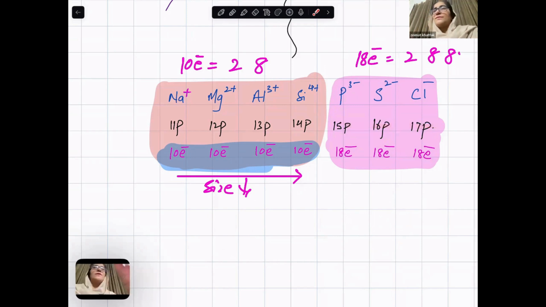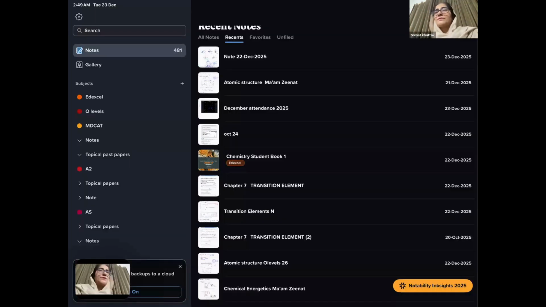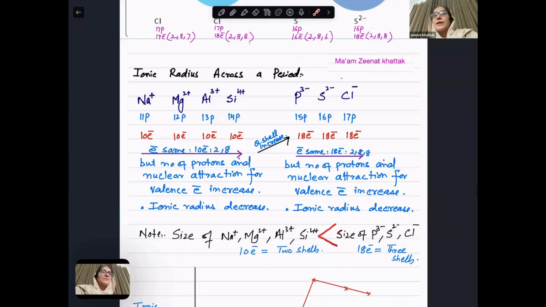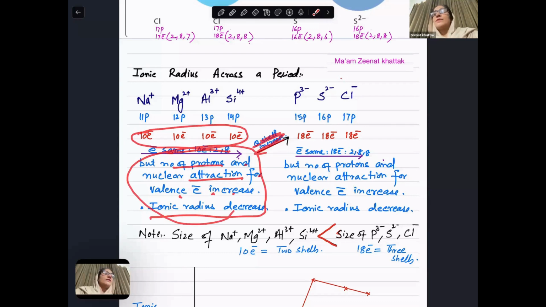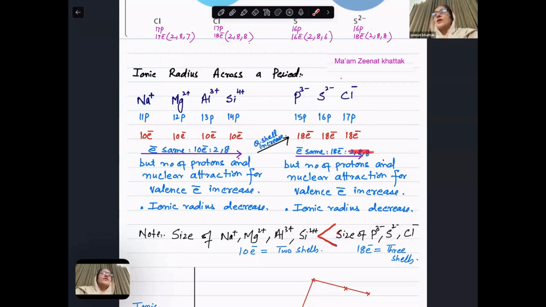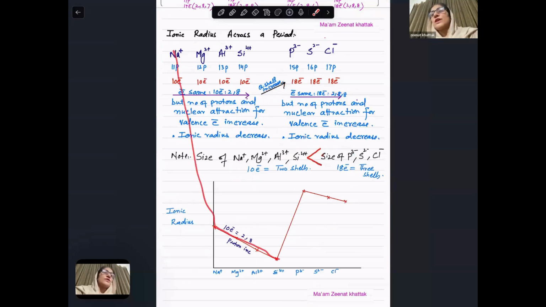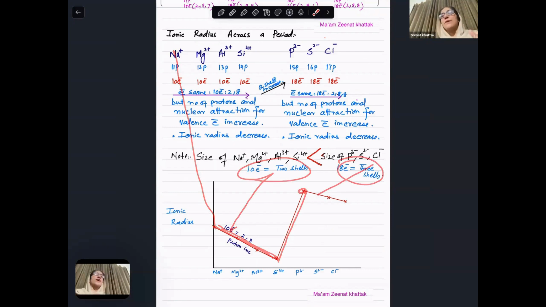Look, what you are supposed to write? The electrons are same, but the number of protons and the nuclear attraction for the valence electron increase. The ionic radius decreases. There is a quantum shell increase. This is 2, 8, 8. Quantum shell increase. There's a big jump like this. Look, from sodium to silicon it decreases because protons increase. And then there is a sharp rise because of the quantum shell. There are 2 shells and there are 3 shells. They are bigger.